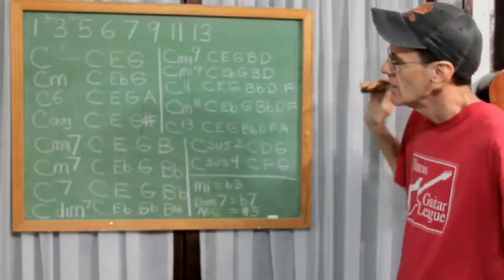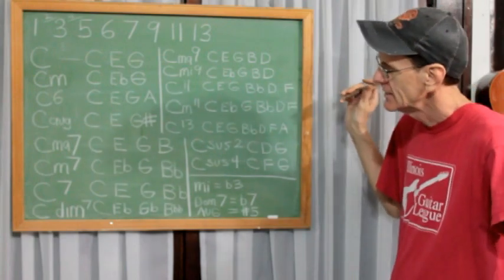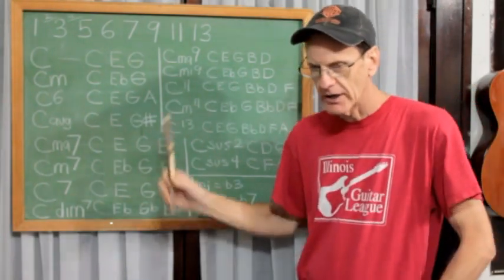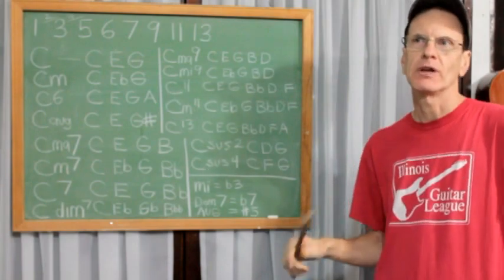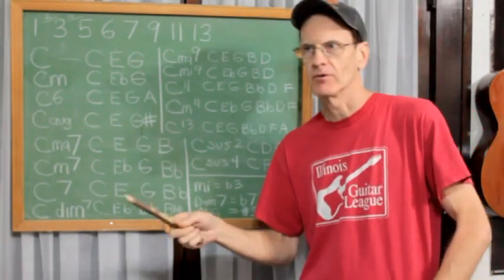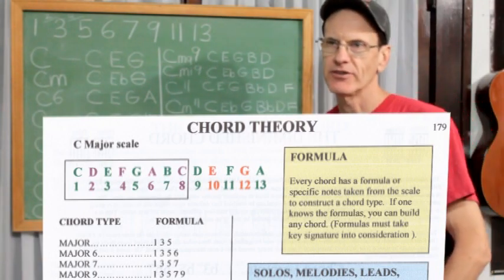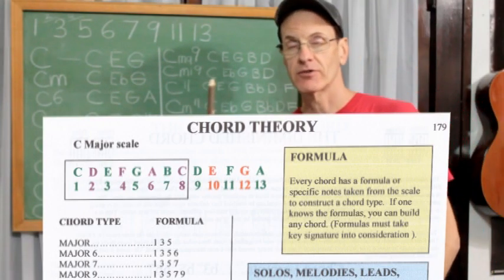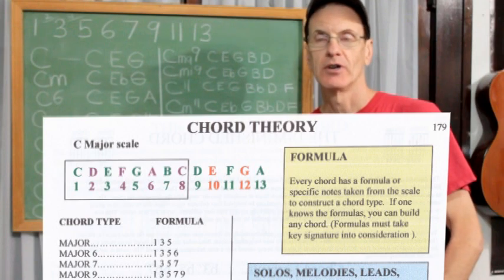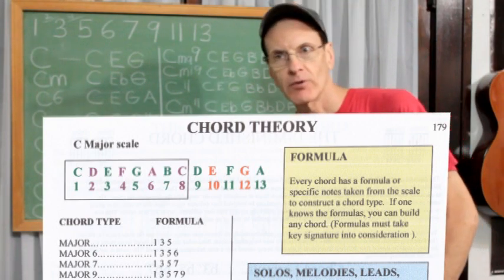All right, let's just take a C major scale and work from that. Okay, so we have the first note, the second, the third, fourth, fifth, sixth, seventh, eighth. C, D, E, F, G, A, B, C. Out of that scale, there's notes that form chords. There's a chord formula for each chord.